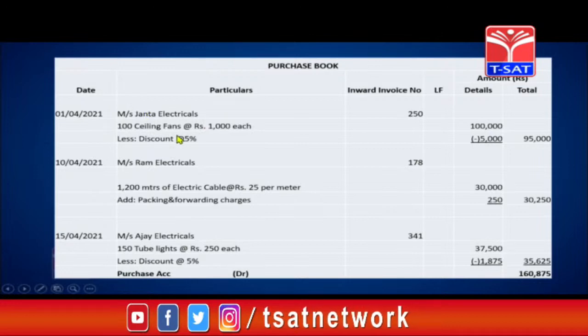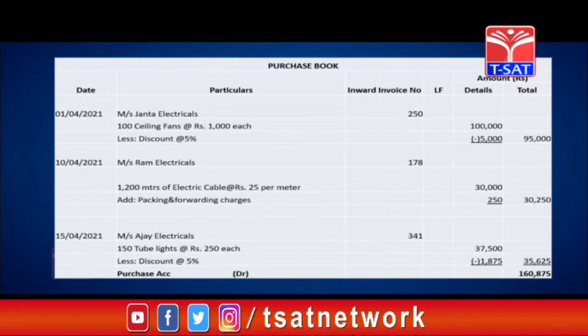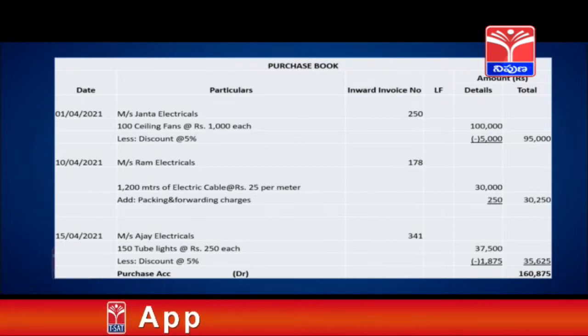Now let us see some examples in this purchase book. Say here the business has purchased goods from Janta Electronics, so it is dealing with electronic goods. So 100 ceiling fans are purchased at the rate of 1000 each. Here you are giving the details of the items what you are purchasing, the number of items and the rate at which you are buying the items. Then you also mention the discount if you get. So the discount should be deducted and net amount should be written in the outer column.